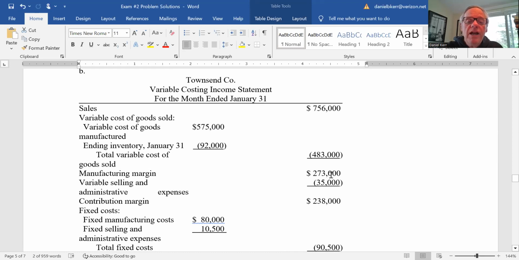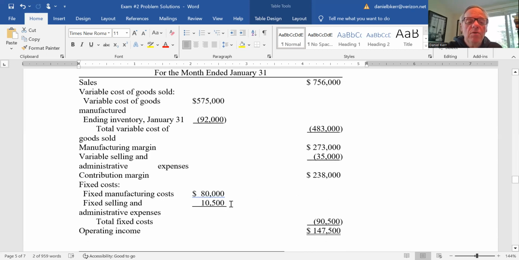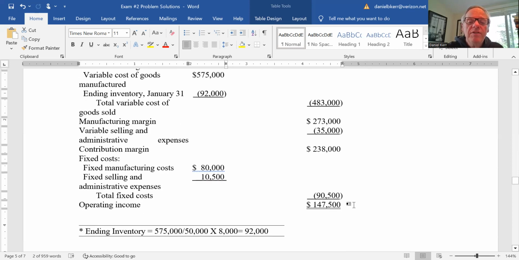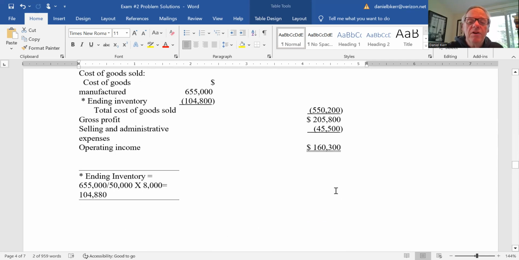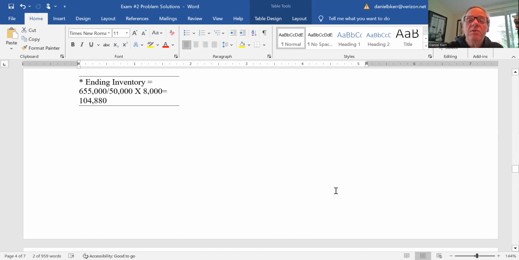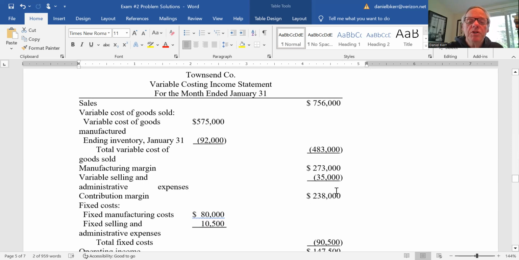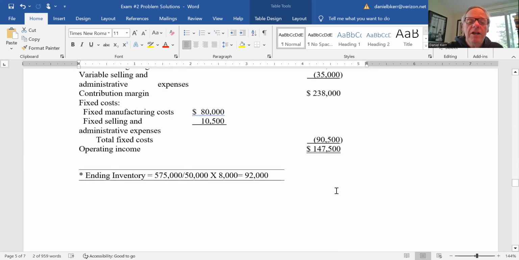That gives you your manufacturing margin, out of which you subtract variable selling and administrative expenses. Then you subtract out all the fixed costs, both the fixed manufacturing cost and the fixed selling and administrative expenses. So your operating income under variable costing was 147,500. And absorption costing, it was 160,300, which is what we expected because we had an increase in the inventory. And if you produce more units than you sell, we know that absorption costing will give you a higher operating income.